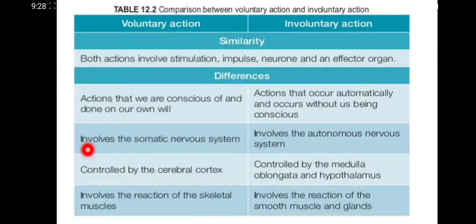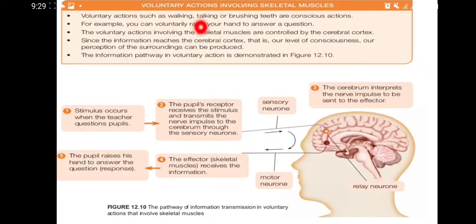Voluntary action involves the somatic nervous system. Involuntary action involves the autonomous nervous system. Voluntary action is controlled by the cerebral cortex, and involuntary action is controlled by the medulla oblongata and the hypothalamus. Voluntary action involves the reaction of the skeletal muscle. Involuntary action involves the reactions of the smooth muscle and also glands. So voluntary actions involve skeletal muscles.